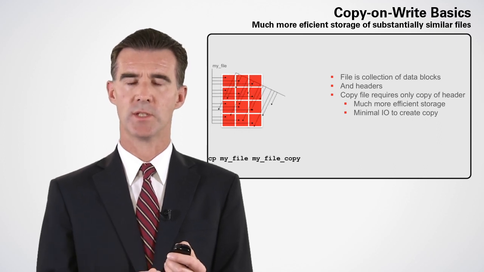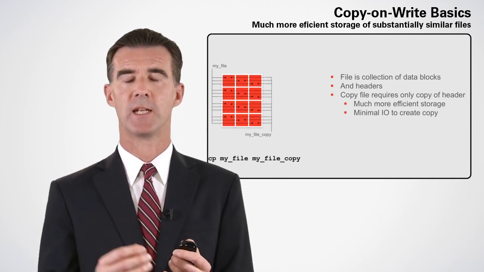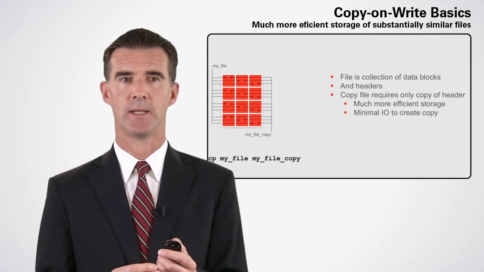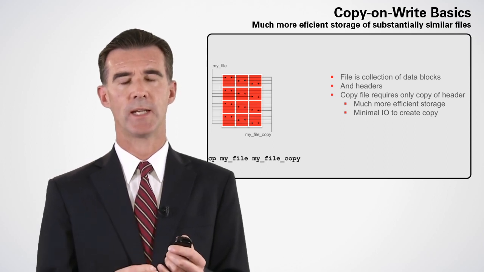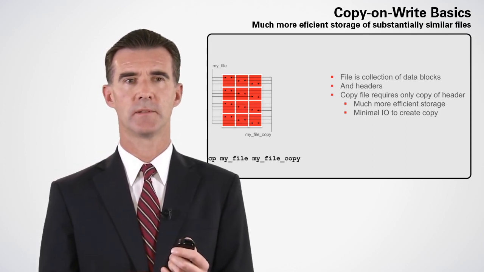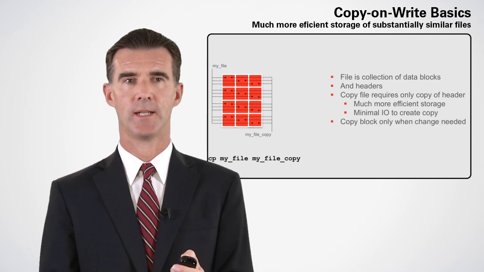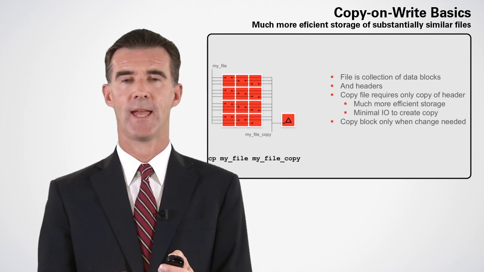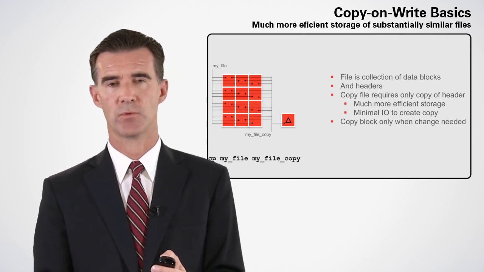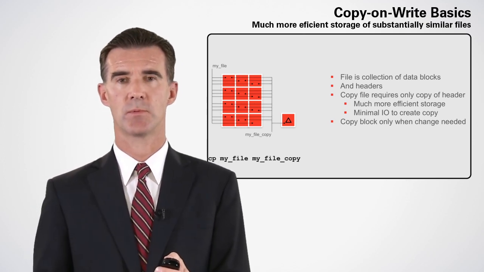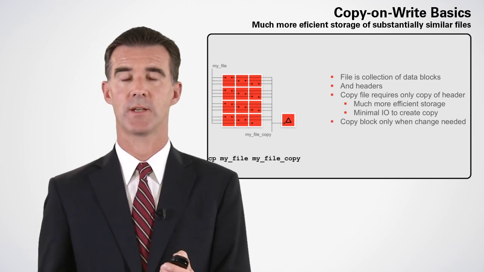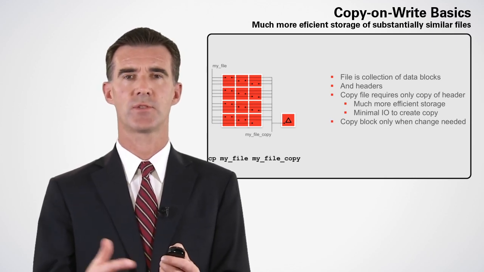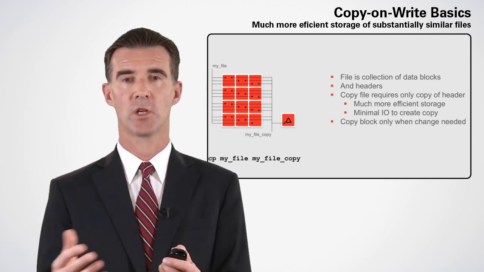It's much more efficient, and it involves minimal I/O to create this copy. It's only when you make a change to one of the blocks in the file that you then take the copy of that block, and then you repoint the header of the file in which the change was made to point to that changed block. All of the unchanged blocks, those headers remain unchanged. So for this reason, this technology is often called copy on write.